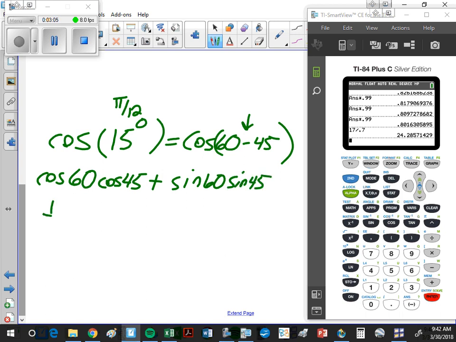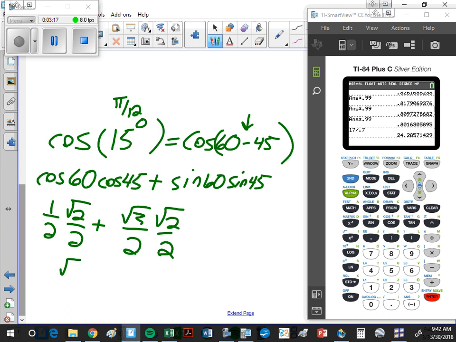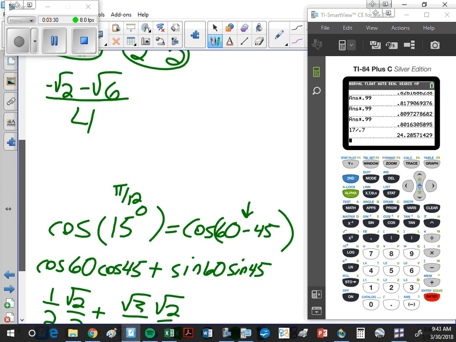Cosine of 60 is 1/2. Cosine of 45 is root 2 over 2, plus sine of 60 is root 3 over 2. Sine of 45 is root 2 over 2. And we end up with root 2 plus root 6 over 4. Is everybody okay with those? All right, now let's go back up here.